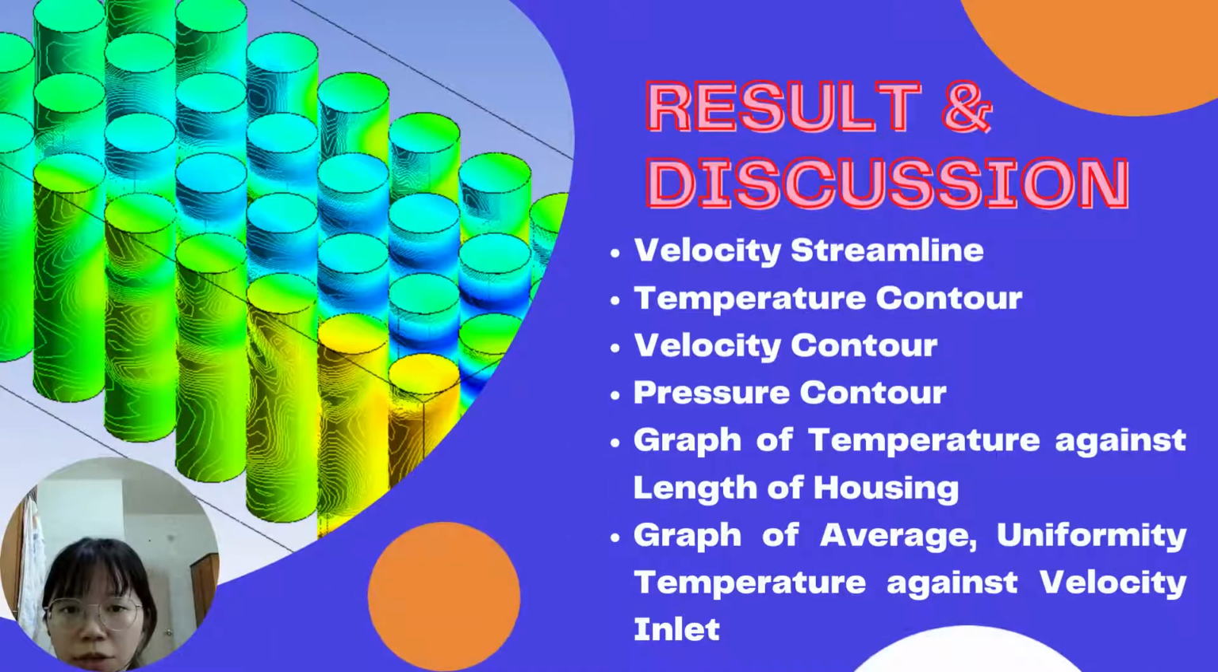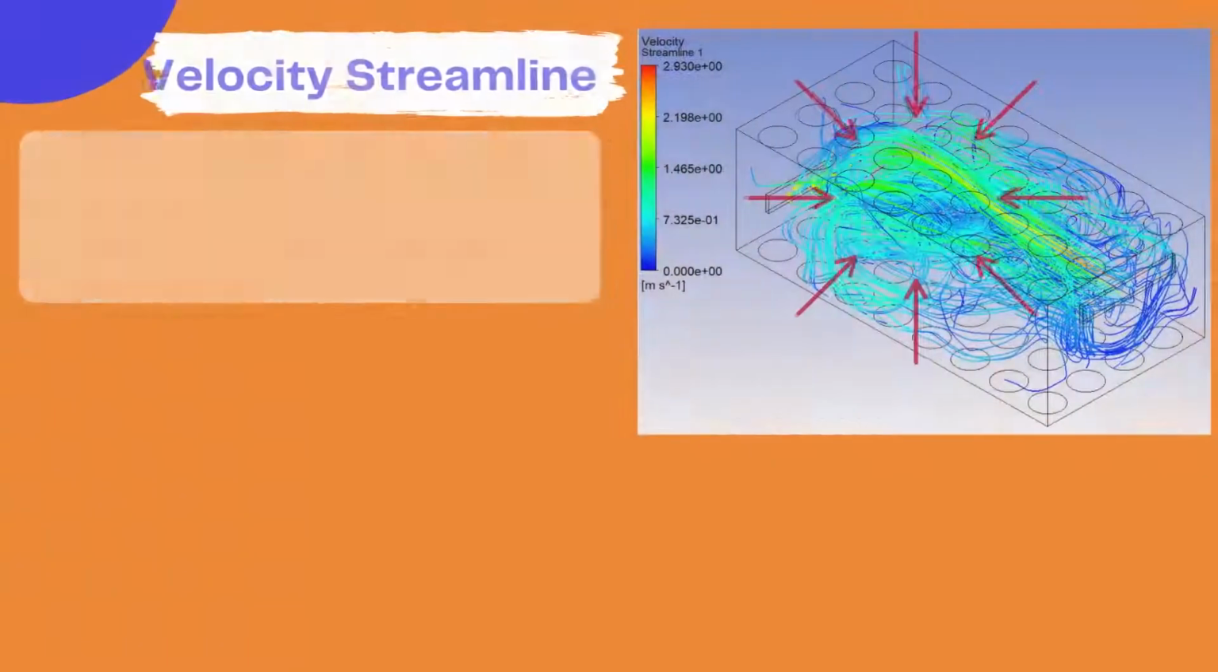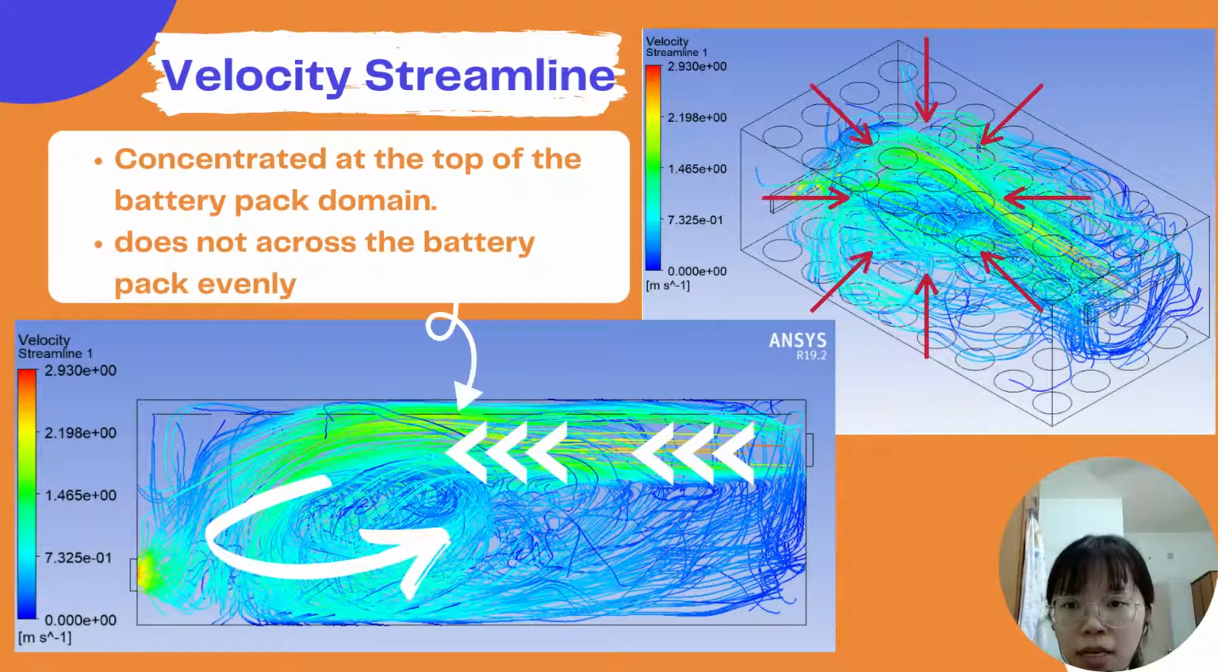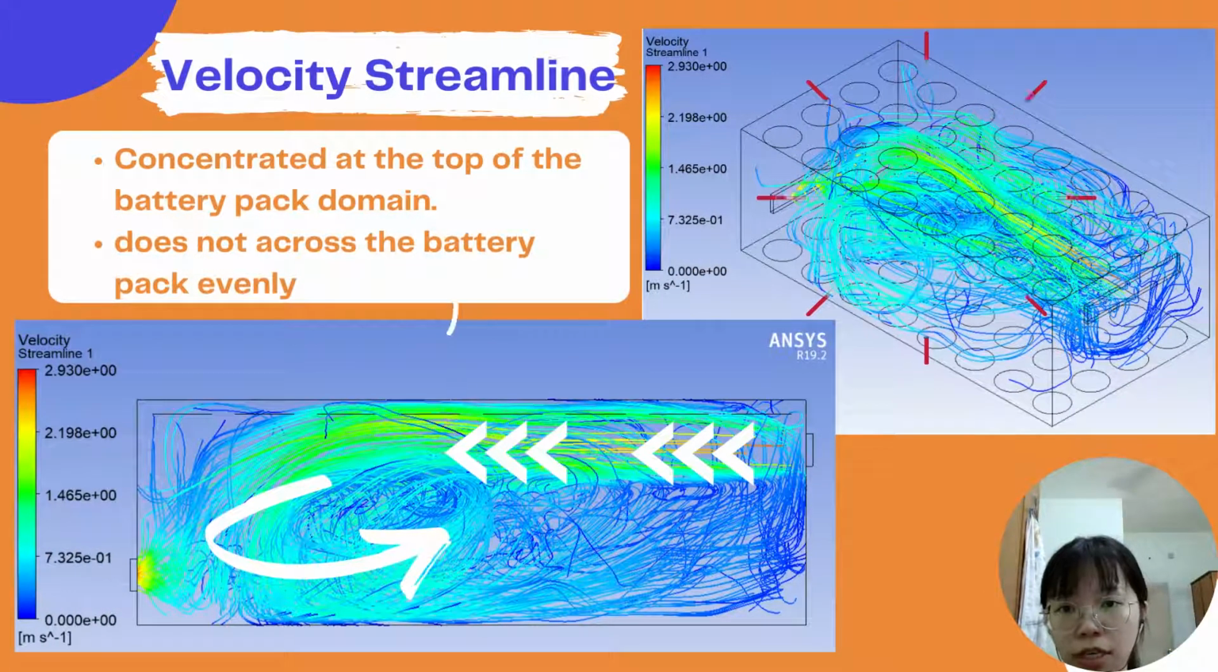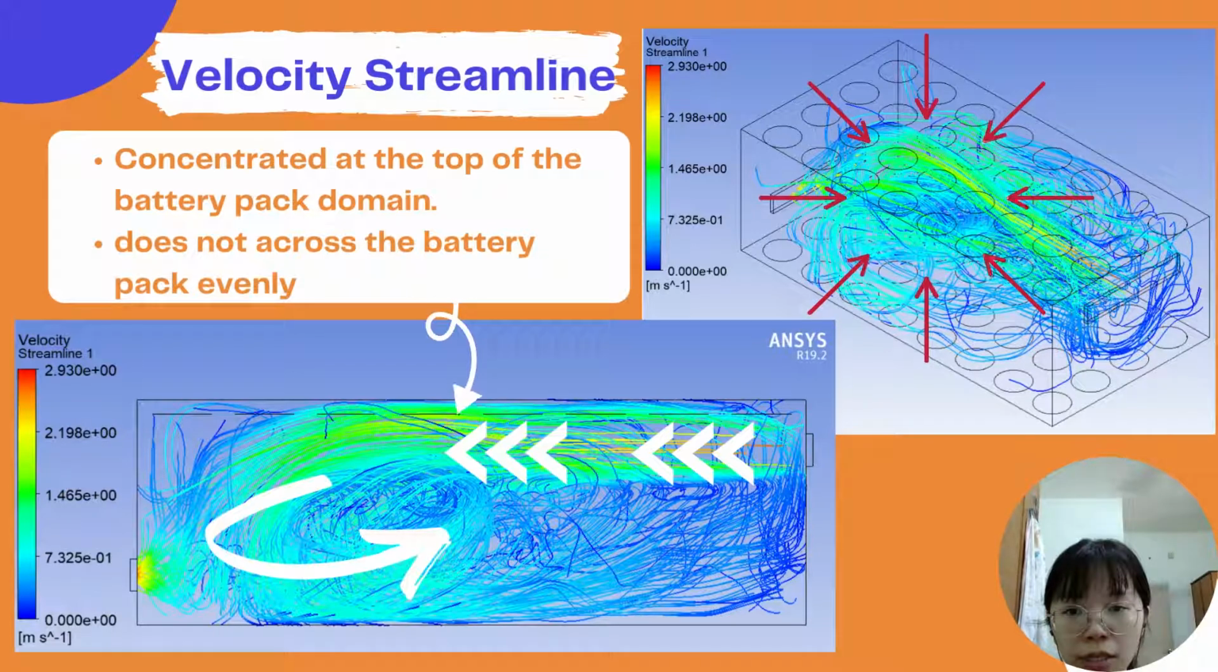For the result and discussion part, we will discuss the titles stated below. First is the velocity streamline. The velocity streamline is concentrated at the top of the battery pack domain as we set the inlet at the upper part, and the velocity streamline does not enclose the battery pack evenly.